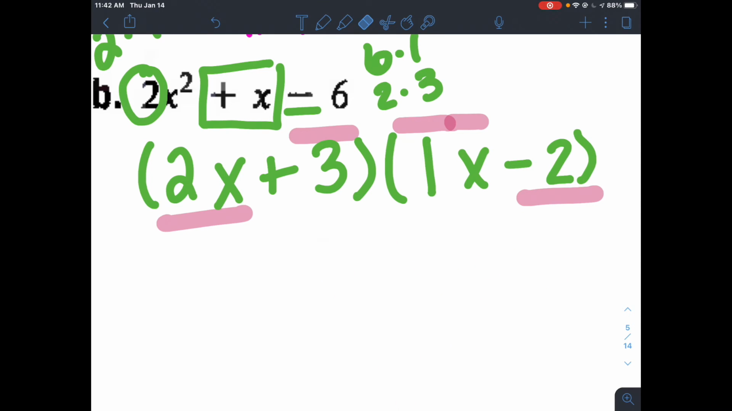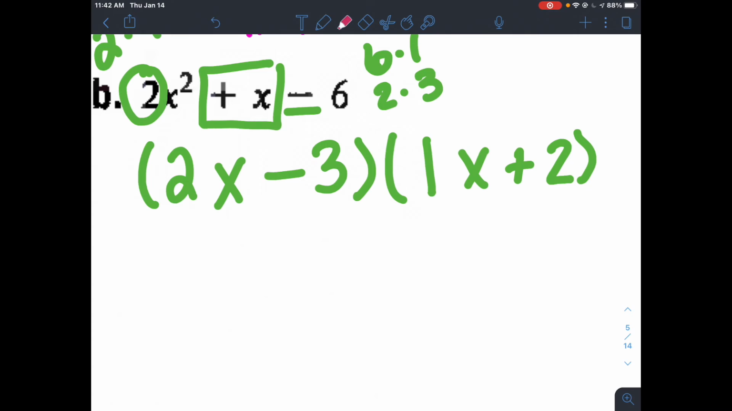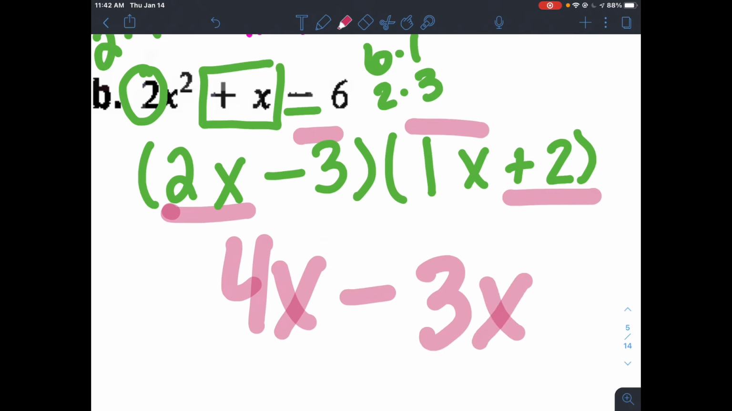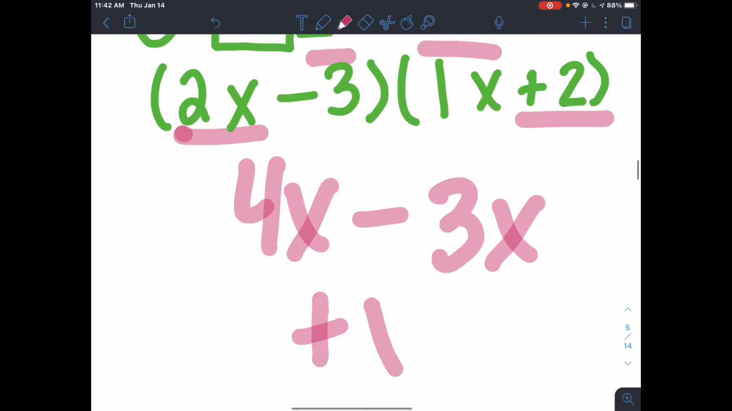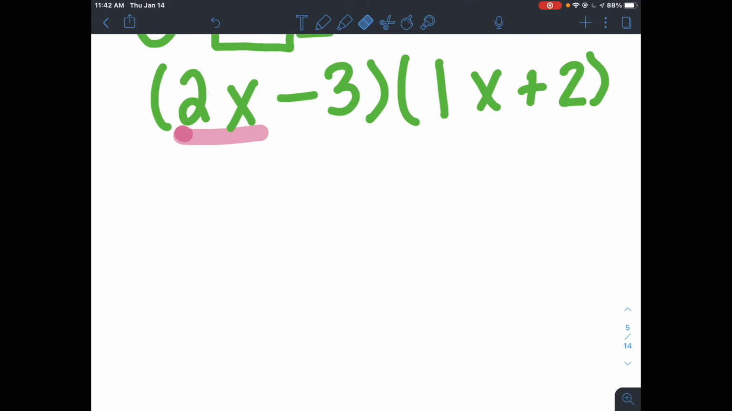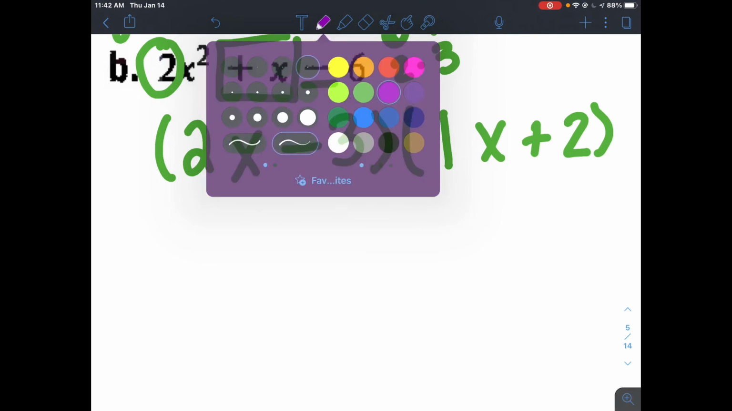So let's see, what if I switched my signs around? Okay, so I'll make this negative and I'll make this positive. Then let's see, okay, so outsides will give me a positive 4x, and then insides minus 3x. And that gives me a plus x. Perfect. Okay, let's FOIL and see if it works out all together in the end, if I had any big mistakes that I didn't notice.